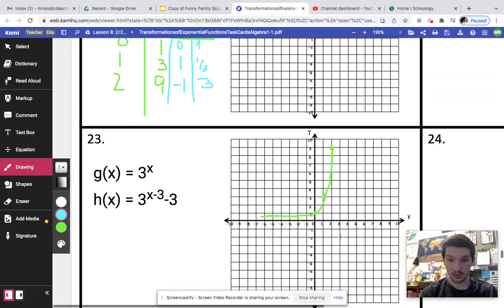1, 2, 3. Put a point. Do the exact same thing for all the points. 1, 2, 3, 1, 2, 3. Last one. 1, 2, 3, 1, 2, 3. And you have your next exponential function. It's not going to cross the negative 3 line.